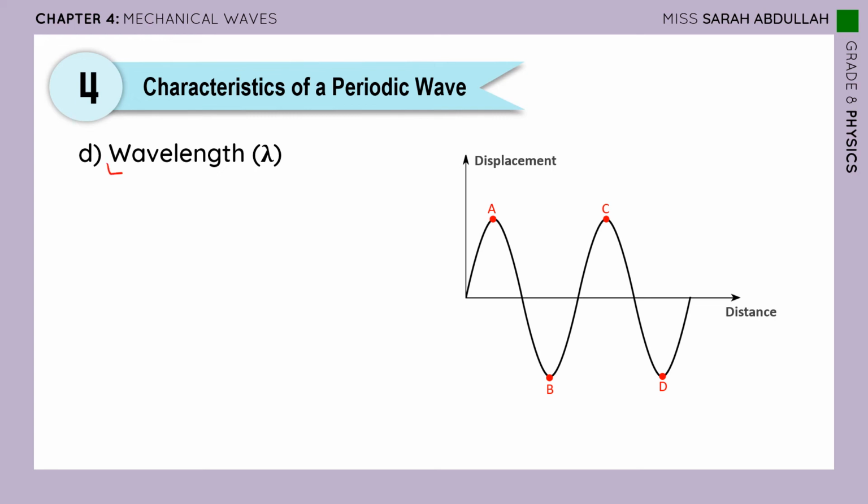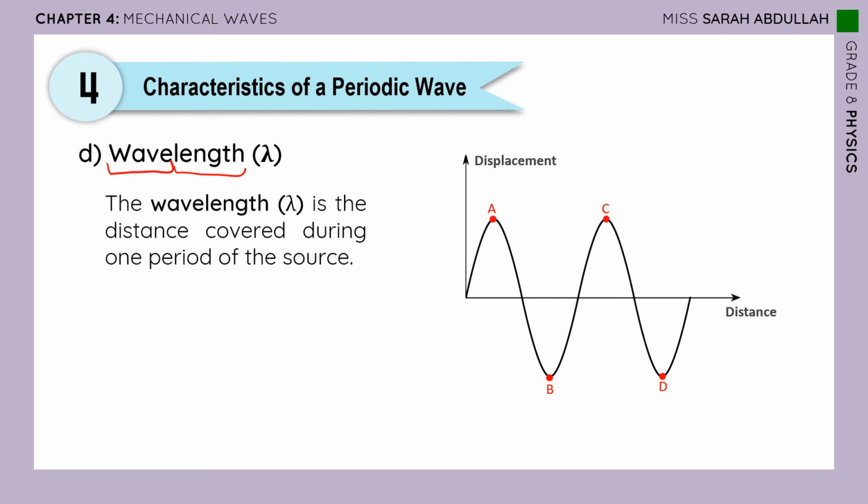From the name of it, wavelength. So it is the length of the wave. But it is the length of the whole wave? No. Wavelength is the distance covered during one period of the source. I know that this wave is moving. I want to find the distance that it's covered during only one period. This is called the wavelength.